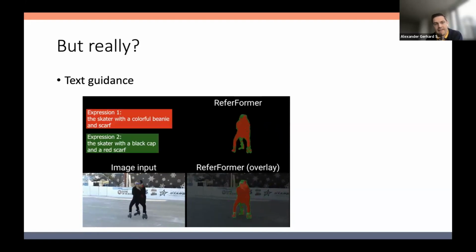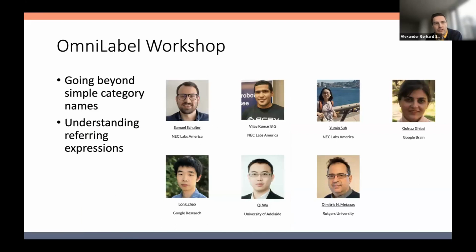So what is really missing? And I think that's what I'm trying to answer as part of this talk. That's why I'm very excited about this OmniLabel workshop and really want to thank the organizers for putting it up. What we really need to do is go beyond the simple category names that we have looked at in pretty much the last 2 decades, and also go towards text understanding and understanding referring expressions.